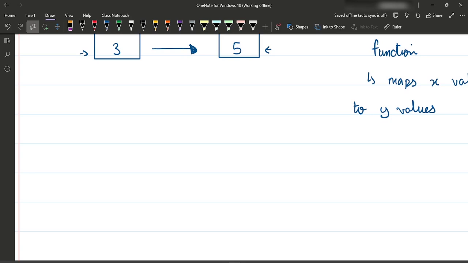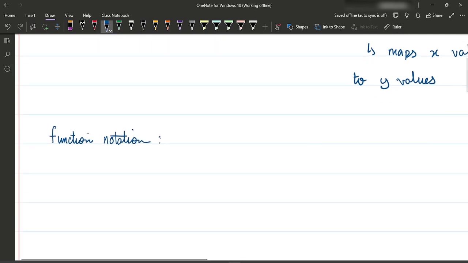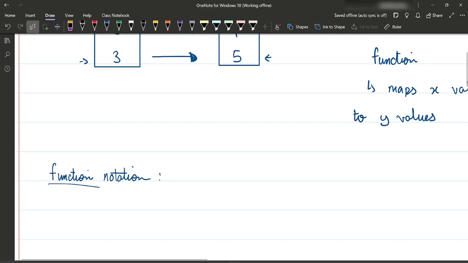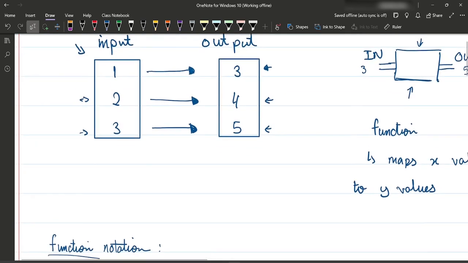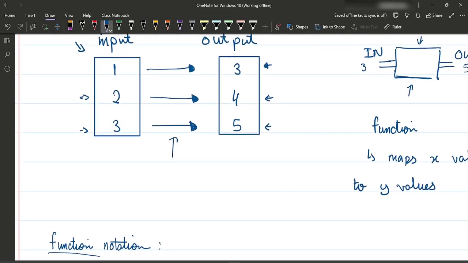Now let's try to get the notation right, because we're not going to be writing functions like this every time we want to define a function. So let's say function notation. What is function notation? Whenever we're defining a function, what we're trying to say is that we're trying to make a machine that will take an input and give us an output. So these arrows can represent the function.